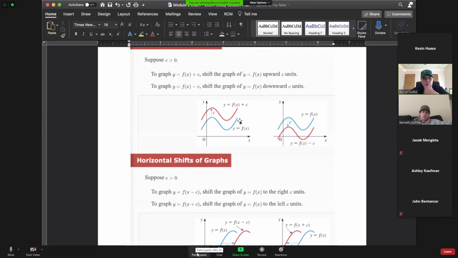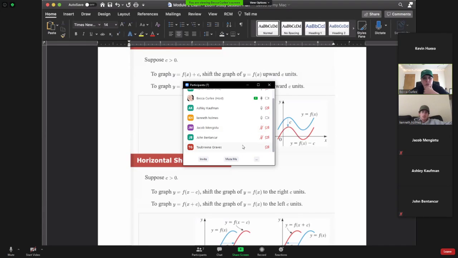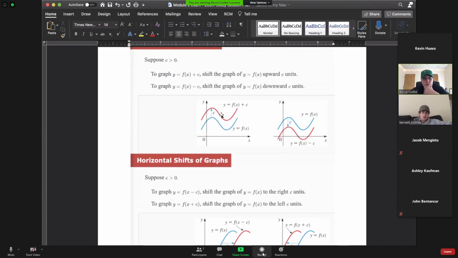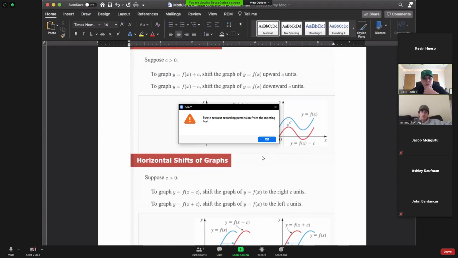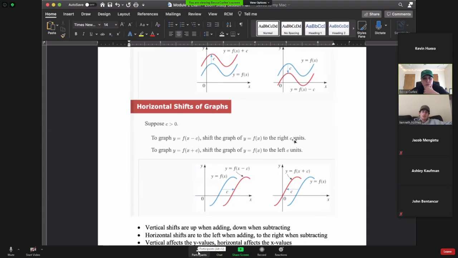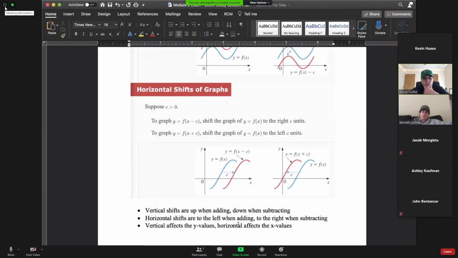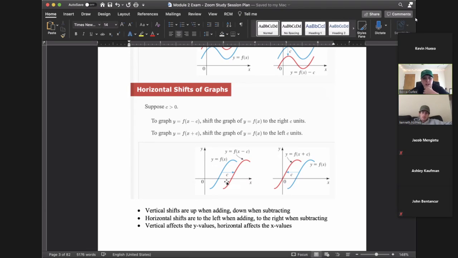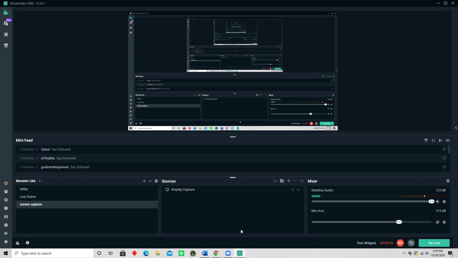So if this was your f of x right here and you're adding 1 to it, it's affecting all of these y values. It's adding 1 to them. So you're shifting up by 1 for everything. Same thing here: the horizontal shift affects the x values. So when you have a minus or subtract inside the parentheses with the x, then you're changing the x values. Say you're subtracting 2, then you're going to be moving to the right 2.